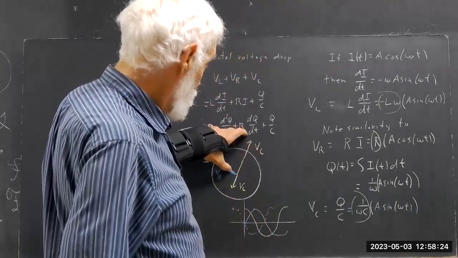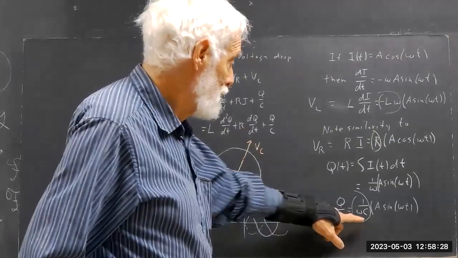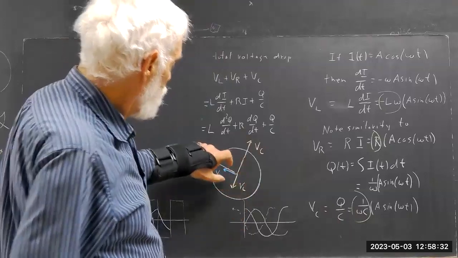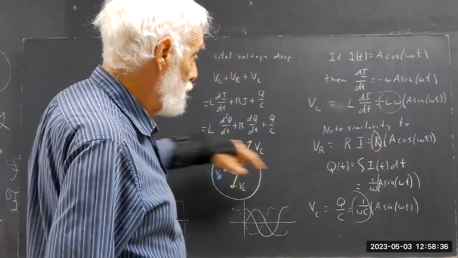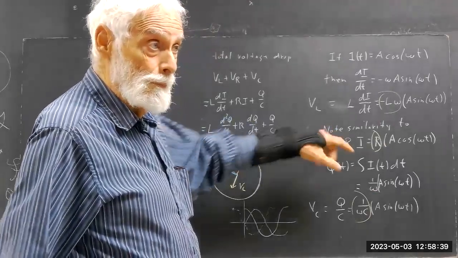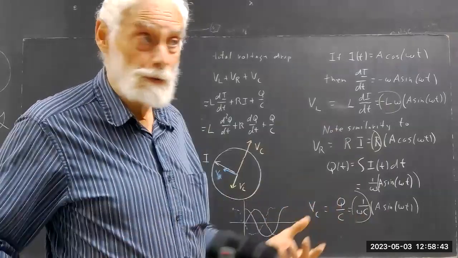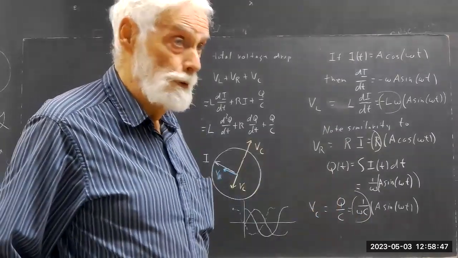What determines the length of this vector is the number in front. The length of this vector is determined by 1 over omega C. The length of this one is determined by negative L omega, and the length of this one is determined by R. You put any L, R, and C in your circuit, and they're going to behave differently, which you do, okay?